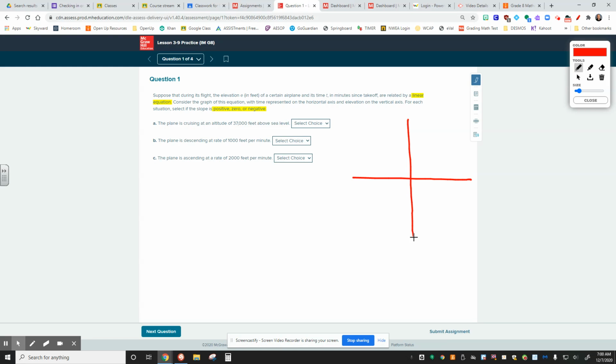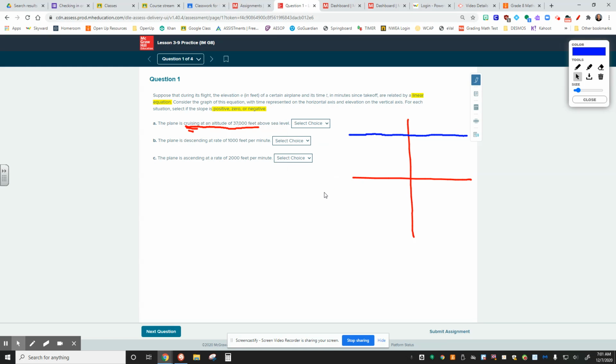So this plane is cruising at an altitude of 37,000 feet. This is a really important piece. When we talk about cruising, the question is, do you see any change in elevation over any amount of time? If I'm talking about an airplane cruising up in the open blue skies, I think I'm just going to see a plane that's just staying static up there in the air, 37,000 feet. So you'll have to make a choice on this one to decide: is that a positive slope, a negative slope, or a 0 slope?